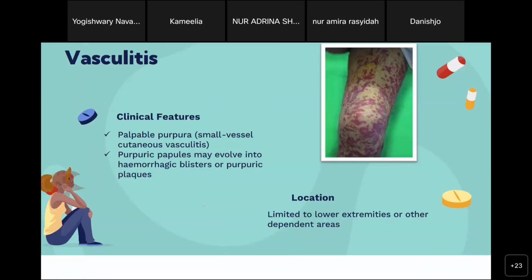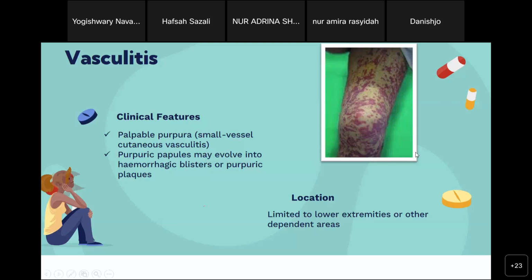Next would be vasculitis. These are palpable purpuras that appear like small vessel cutaneous vasculitis, and these may also evolve into hemorrhagic blisters or purpuric plaques. Their locations are usually at the lower extremities. Actually, they're not all palpable. If they are deeper, they're palpable. Okay, doctor, thank you. I will correct my slides later. So some of them that are deeper are palpable, like what the doctor said. As for locations, they're limited to lower extremities or other dependent areas.